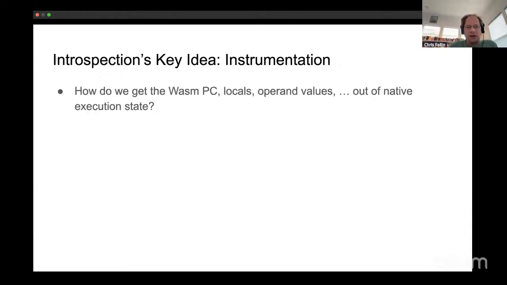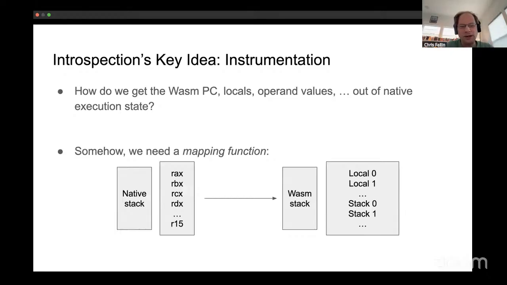So let's talk about introspection a little bit more, right? This is a classic problem that every debugger has to solve. Somehow we need a mapping function, right? So you interrupt control flow, you get a snapshot of the current machine state. We've compiled WASM down to native machine code, so we have the native machine registers, here the x86 registers, RAX, RBX, whatever, and we have a native stack frame. And somehow we need to compute what the view of the WASM VM state should be based on that native state. And it's somehow embedded in there, mostly, unless it was optimized away.